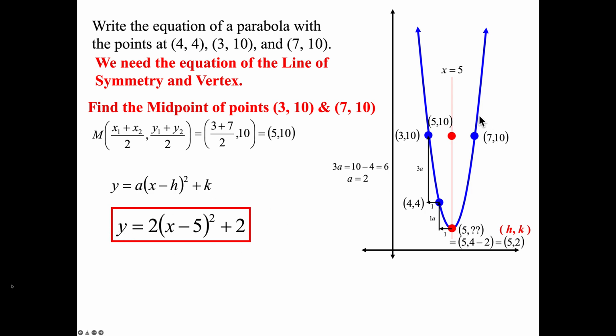But the only way I could do this is that these 2 points have to be flipped over that axis of symmetry. So if you get 2 points where the y coordinates are the same, you can find the axis of symmetry, the x value of your vertex. And then we use our pattern 1a, 3a to find the a value. And then in turn find the k of the vertex.